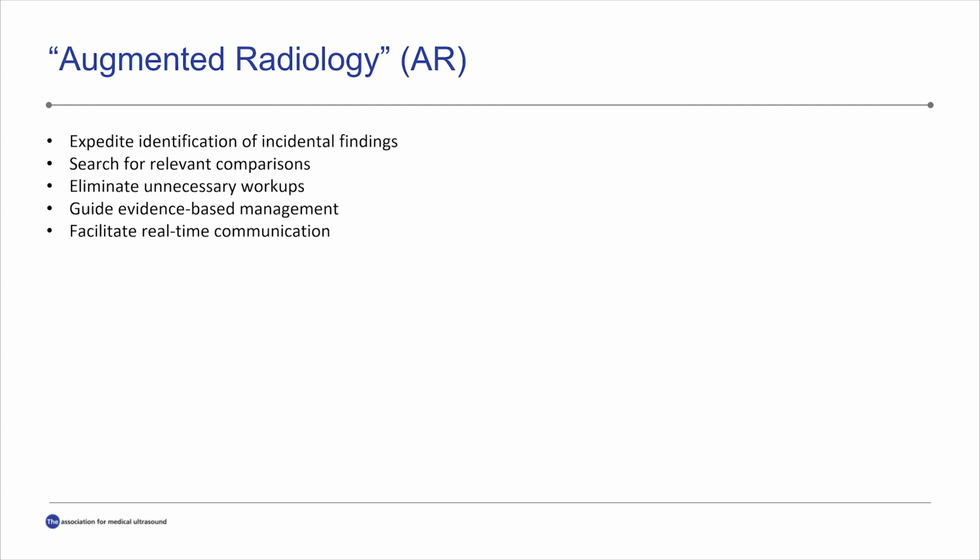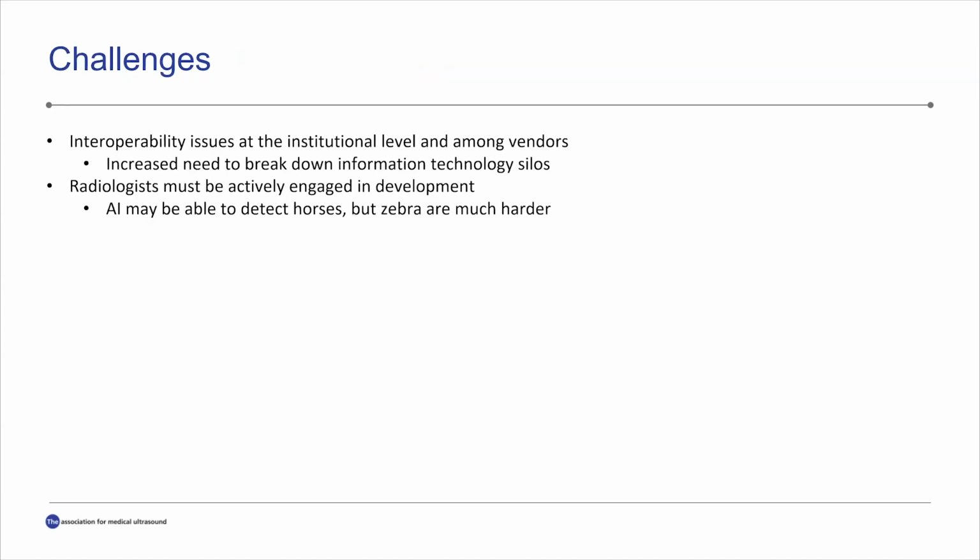And what this means is expediting identification of incidental findings, searching for relevant comparisons, eliminating unnecessary workups, helping us improve evidence-based management, and facilitating real-time communication. So none of this says have the computer find the finding and don't worry about what the radiologist thinks. This says have the computer help the radiologist find the things that are most important and then help us find the best way to manage them.